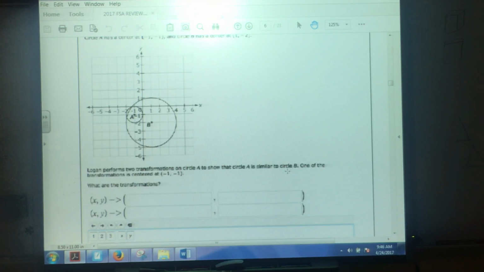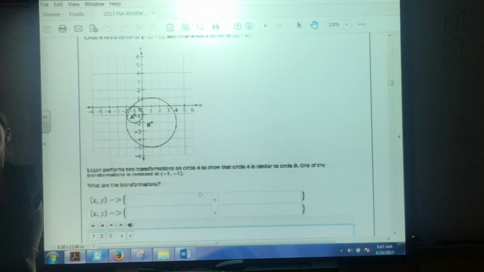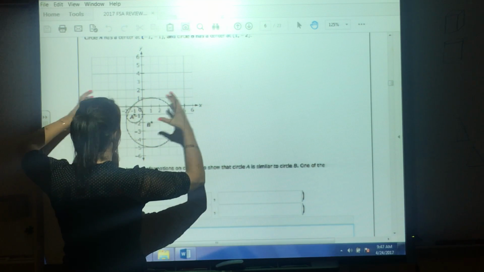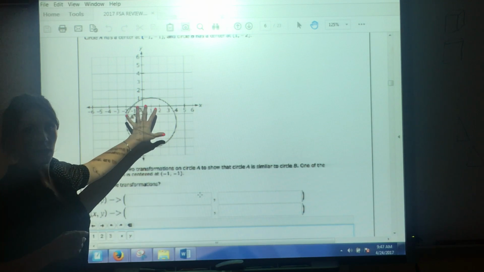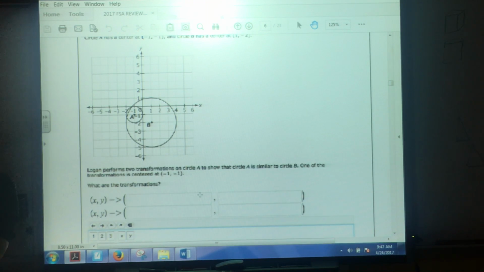All right, circle problem. This is a good one. We have circle A and circle B. Logan performs 2 transformations on circle A to show that circle A is similar to circle B. One of the transformations is centered at -1, -1. Now this is important. Meaning first we would need to dilate the circle and then translate it to map this onto this. It's easier to do the translation first. Remember, all circles are similar.